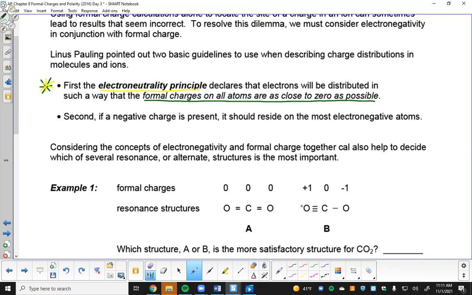If you draw a structure one way and all the numbers are close to 0, and you draw it another way and you see that the formal charges are greater numbers, you always want to go with the one that's as close to 0 as possible. We'll see that with this next example. The other point is that if a negative charge is present, it should reside on the most electronegative atoms. So if you, for example, have a polyatomic ion and there's a negative charge, it's drawn correctly if the negative charge is on the most electronegative atom, which in itself is kind of important too.